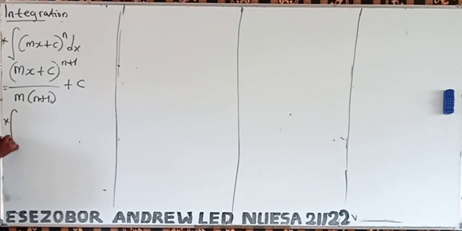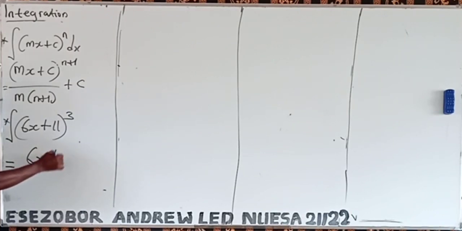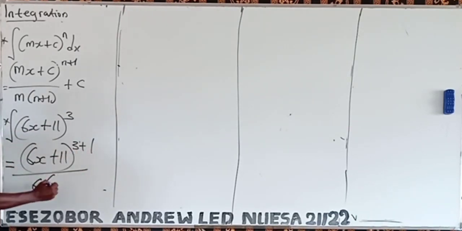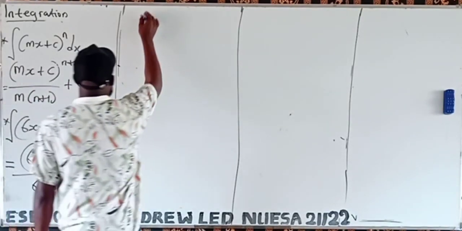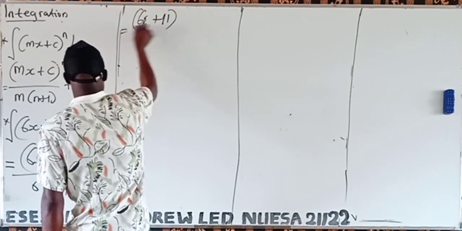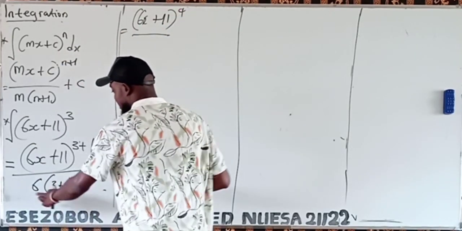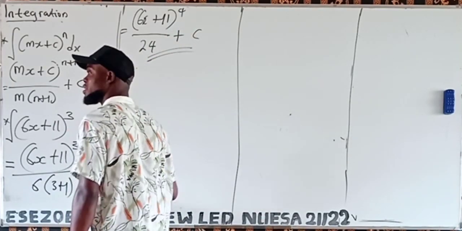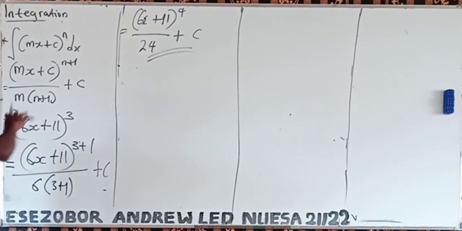So let's say we have to integrate (6x plus 11) raised to power 3. What will be the answer? It's (6x plus 11) raised to power 3 plus 1 over, what is the coefficient of x here? Or we differentiate inside: differentiate 6x plus 11 and you have 6, times this new power, 3 plus 1. So that will give us (6x plus 11) raised to power 4 over 4 times 6, which is 24, plus c. That becomes the answer. So that's how you run through integrals of these types.